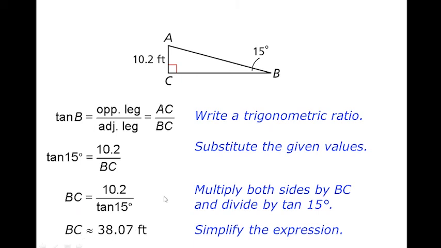38.07 feet. So the steps involved there were, first of all, you need to write down the trigonometric ratio, then substitute the given values, multiply both sides by BC and divide by tan 15 in order to find out the value of BC, and then simplify the expression to get the final answer.